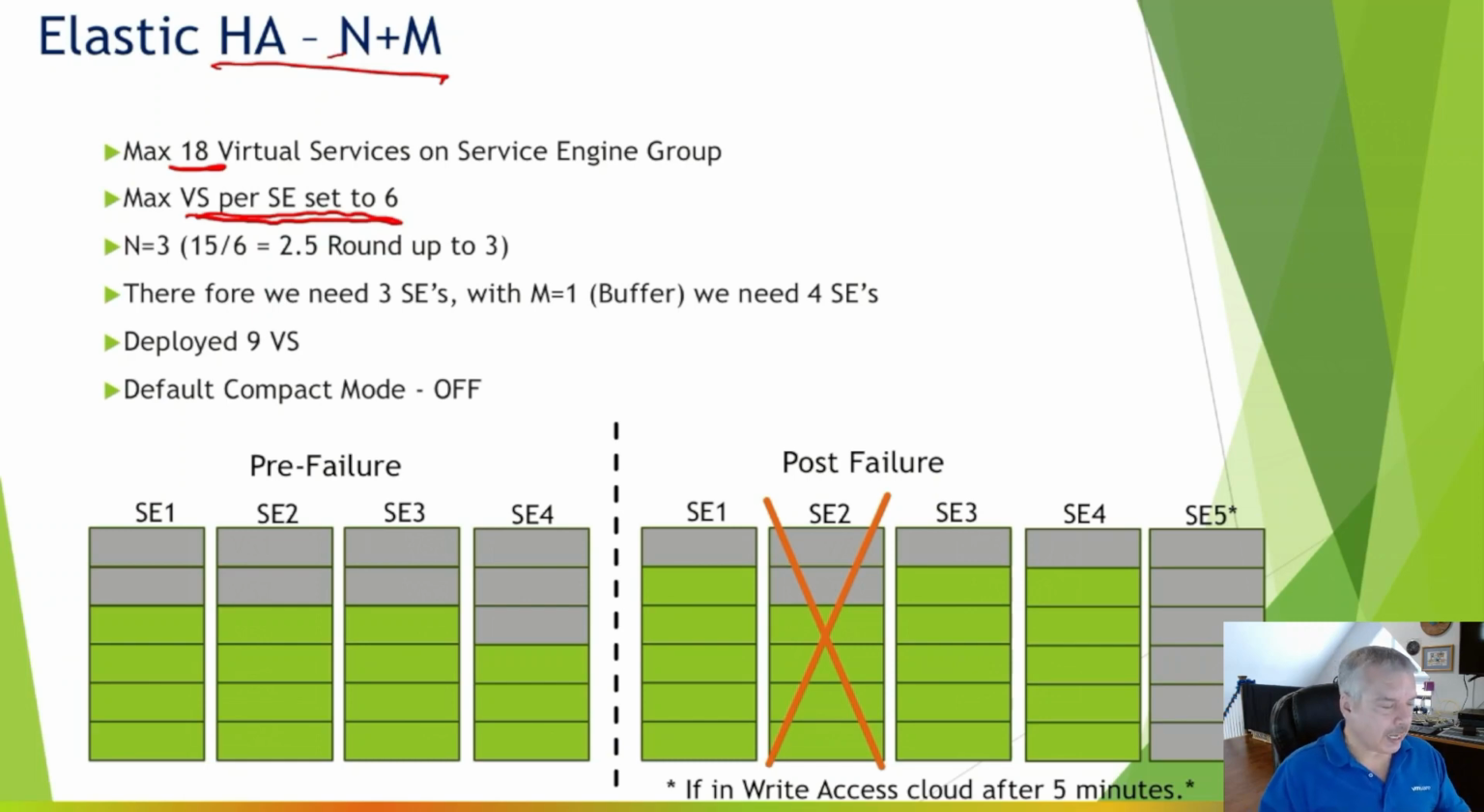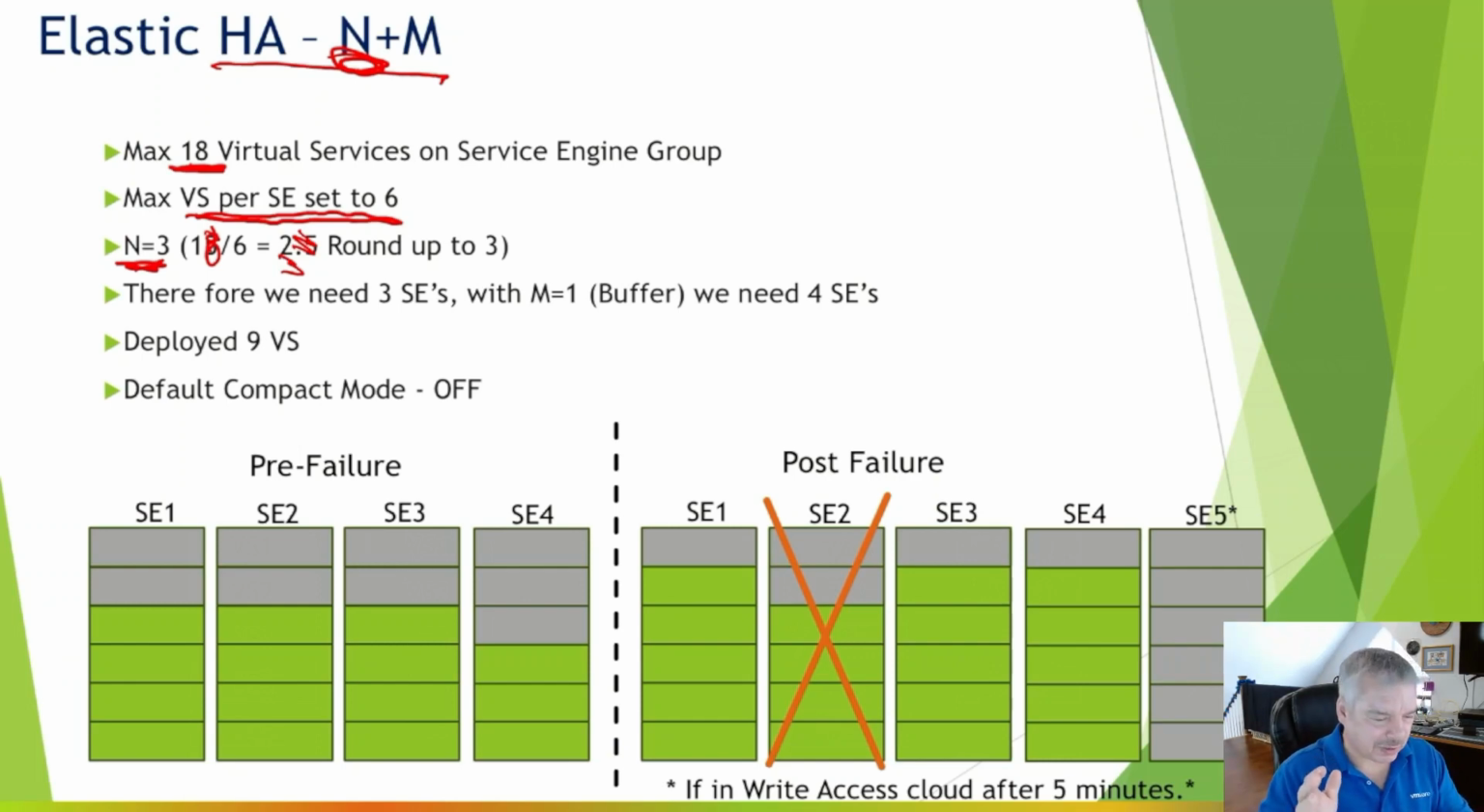So what is N? N will be equal to 3 in this example. I take the number of virtual services. This says 50 and it should say 18. Sorry about that. So 18 divided by 6 gives me 3. So I need at least 3 service engines to run all those 18 virtual services.